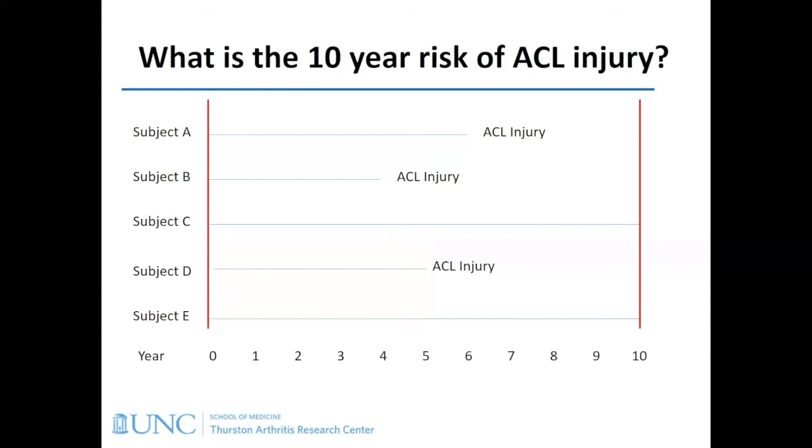And then you could also look at the 10-year risk for ACL injury. And this is one where we'd have 3 people out of 5, so 60% over 10 years. So again, the important thing here is you're counting new cases and you're defining that risk period in terms of time.